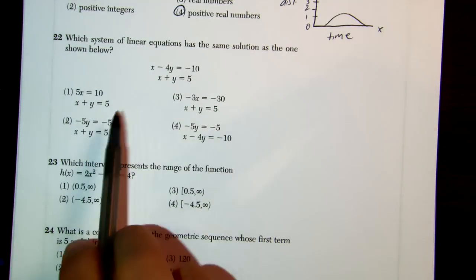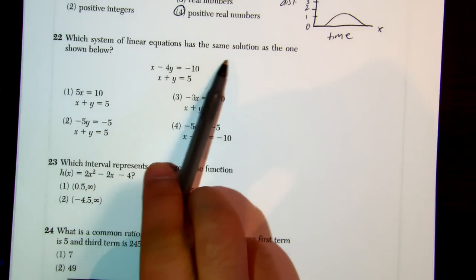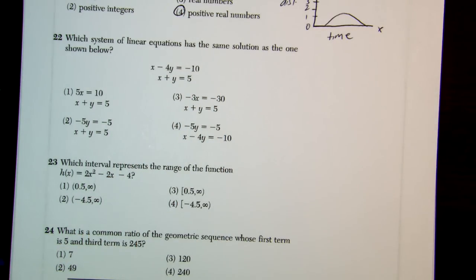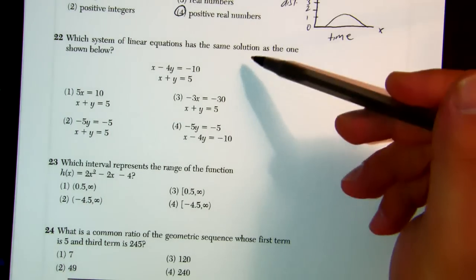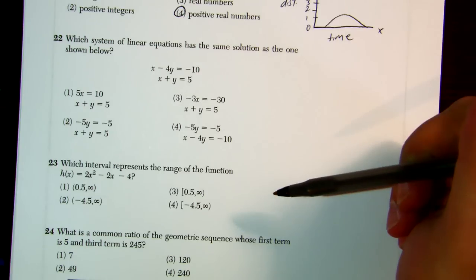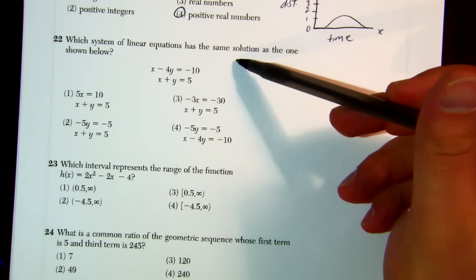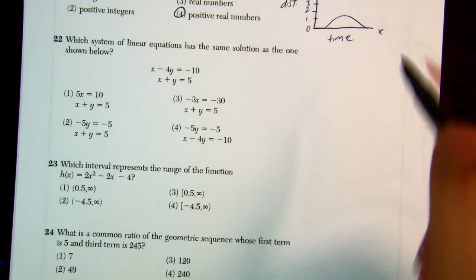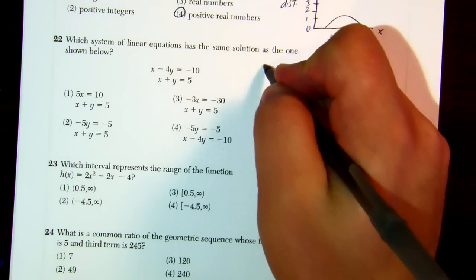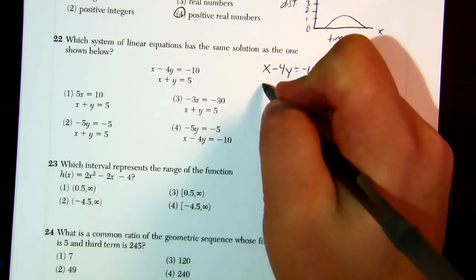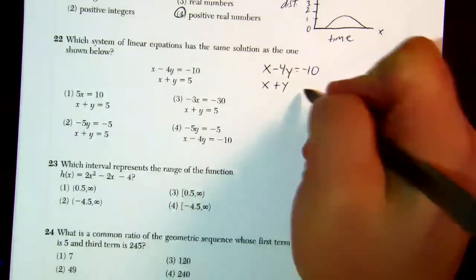22. Which system of linear equations has the same solution as the one shown below? So first, we got to solve it. These ones are a pain. I think these are definitely easier as choice 2, 3, or 4. But we are getting closer to the end of part 1, so they're going to throw a little bit harder ones in. So if we take a look, we have x minus 4y equals negative 10. x plus y equals 5.